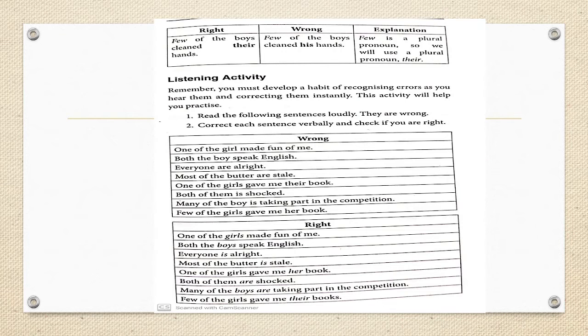So you just read these sentences. You can see the sentences. So remember, you must develop a habit of recognizing errors as you hear them and correcting them instantly. This activity will help you practice. So you have to do this activity. You have to read the following sentences loudly and they are wrong, and then you have to correct each sentence verbally and check if you are right. So pause here and just read it loudly and see how to correct the wrong sentences.